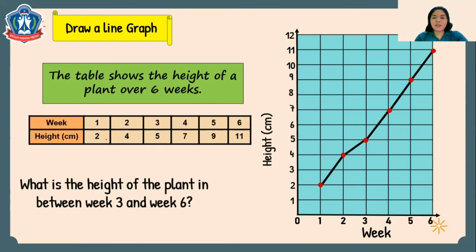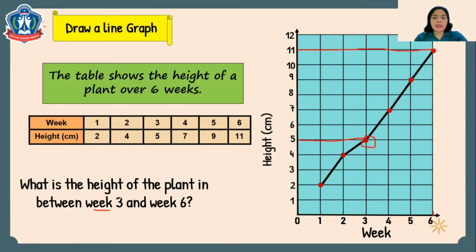Now, I have here a question, children. What is the height of the plant between week 3 and week 6? So where is week 3 here? Week 3 here, and the height is 5, right? So the height is 5 centimeters here. How about week 6? Week 6 is here, and the height is 11 here.